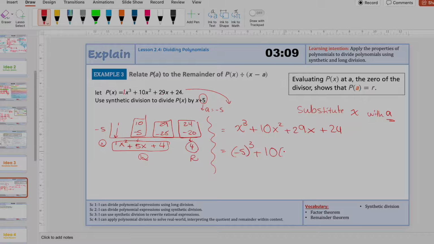You can always verify the remainder theorem with synthetic division. You're supposed to get the same remainder. That's why we're doing both. But you have the choice to do only the remainder theorem if you want just the remainder.